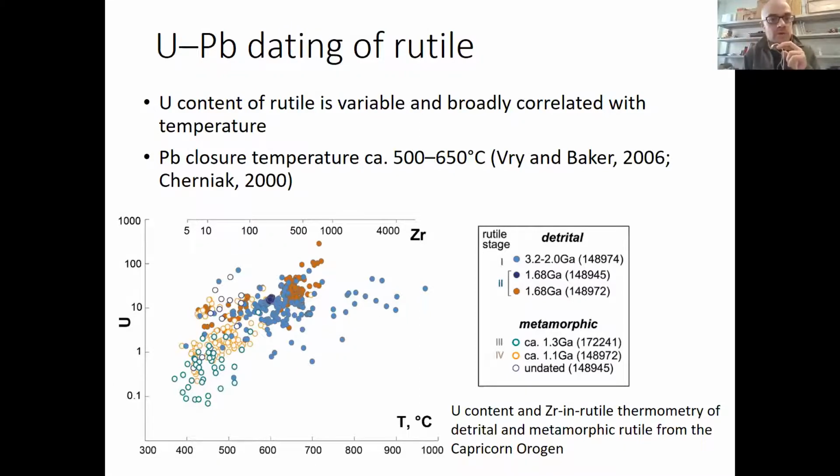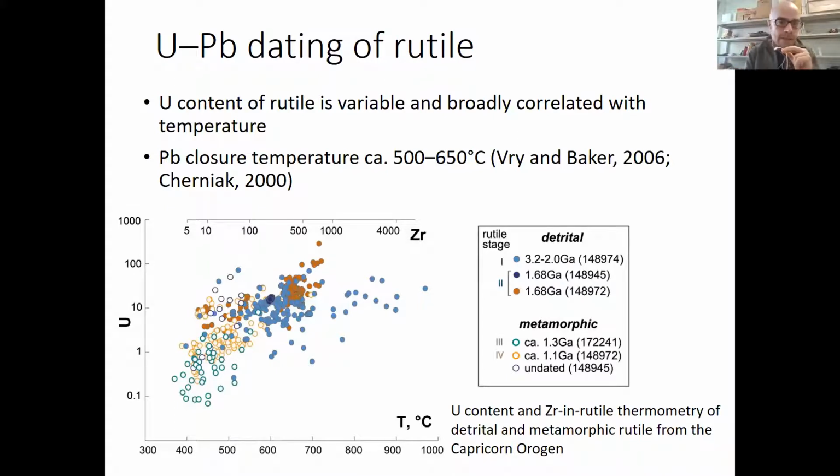As you can probably know, the application of uranium-lead dating of rutile and other minerals as well relies on a few conditions. One is that uranium content be high enough to be confidently detected and analyzed. And the other one is the lead so-called closure temperature. This is the temperature under which lead diffuses slowly in a specific mineral so that it can be trapped and the age can be preserved.